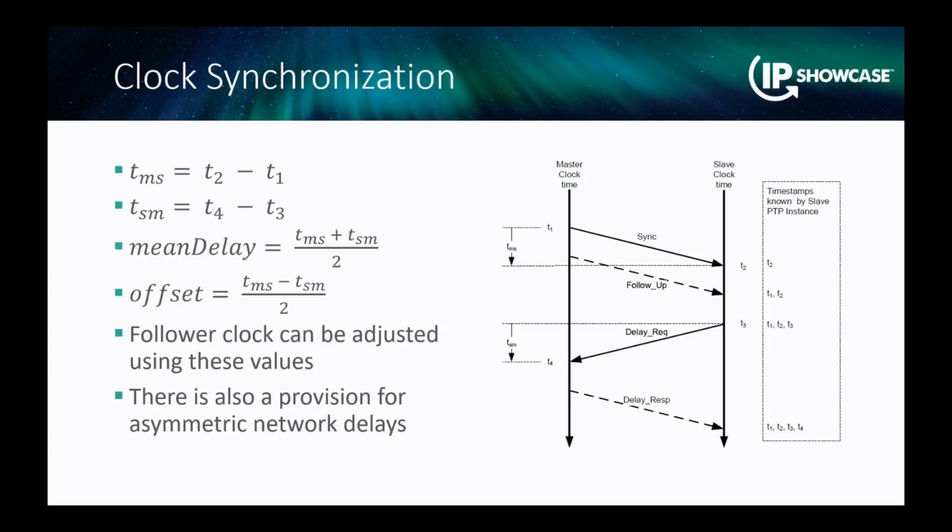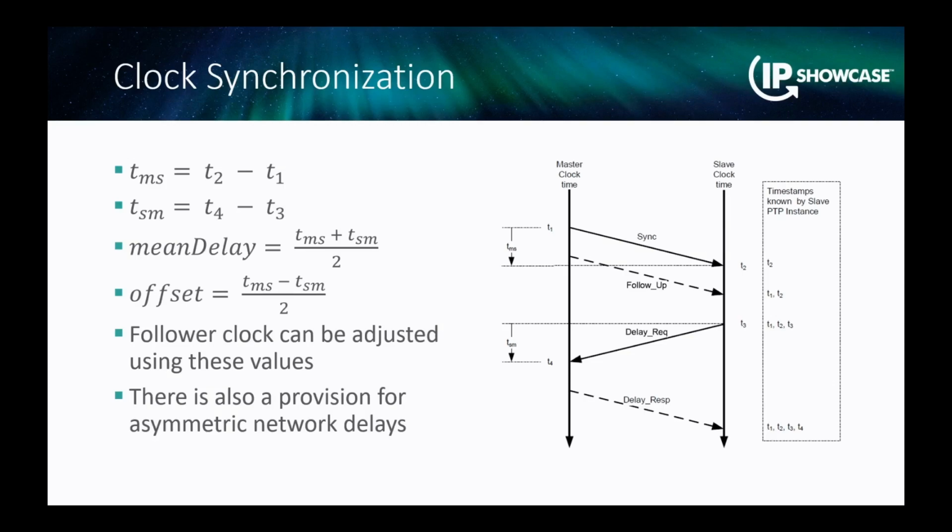So T sub MS, I guess master slave, but that's the master to slave or the leader to follower delay, is basically T2 minus T1. The follower to leader delay, or T sub SM here, is T4 minus T3. The mean delay is simply the average of those two. So that's assuming that the propagation delay is symmetric, the same in both directions.